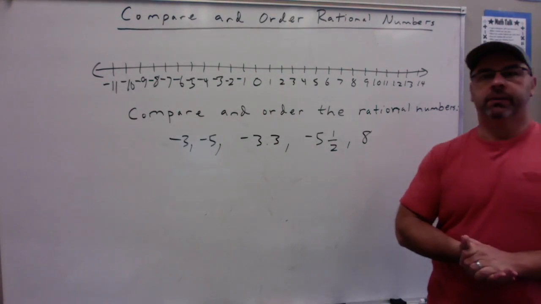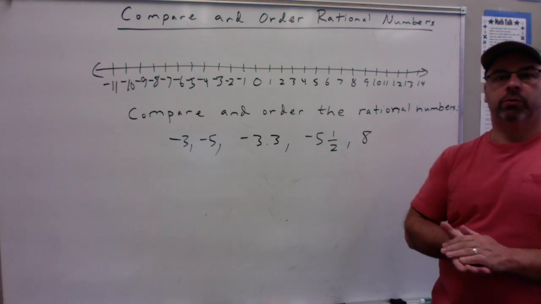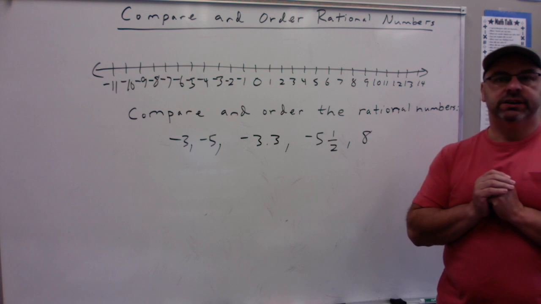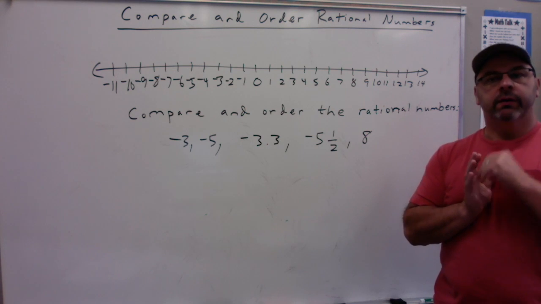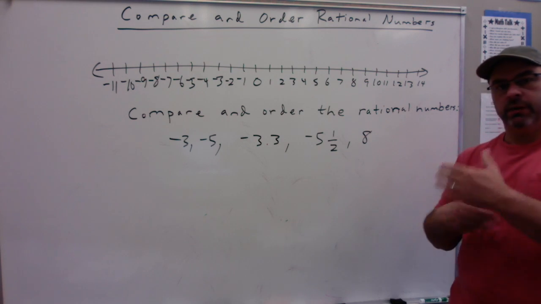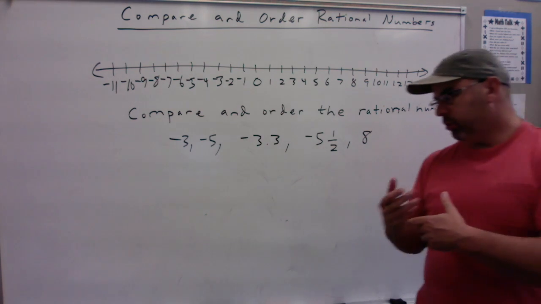And today we're going to compare and order rational numbers. So what we're going to do is see what order they go in from least to greatest, okay? We're going to figure out which order they go in.